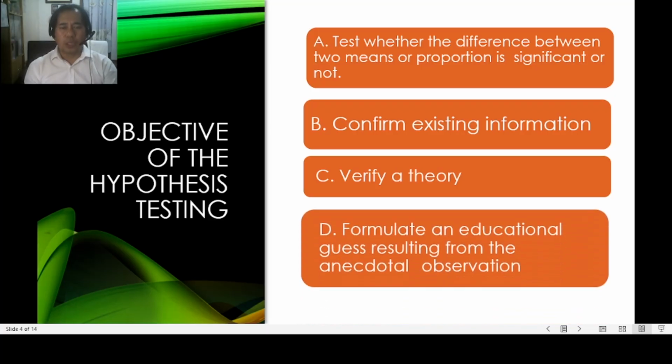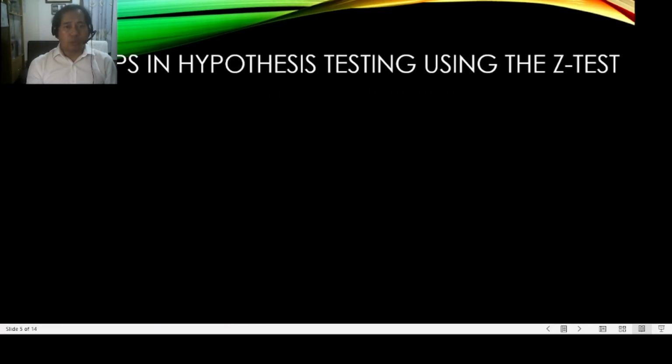Now, after having this, the most important one is, of course, we can formulate an educational guess resulting from anecdotal observation. So that is the objective of hypothesis testing. Knowing all those things, when we are going to use the z-test, and of course our objective.